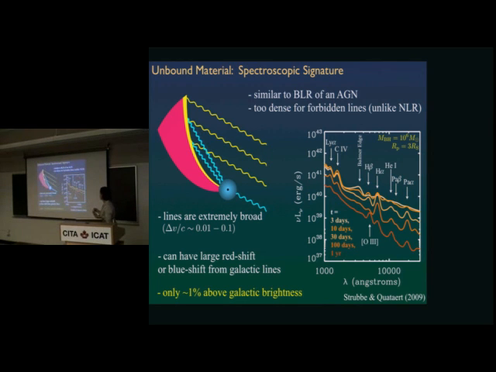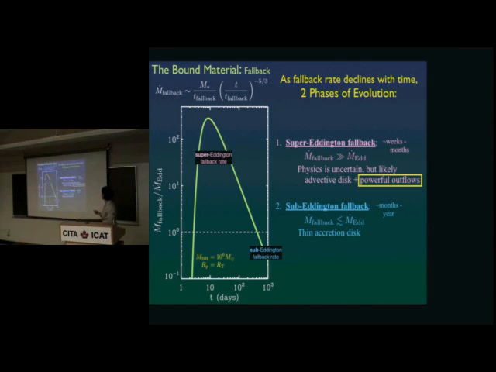But even these lines are maybe only 1% above the galactic brightness. And so again, they're going to be hard for actually detecting tidal disruptions in the first place optically. Really the place to look for optical emission is these powerful outflows during the super Eddington phase.